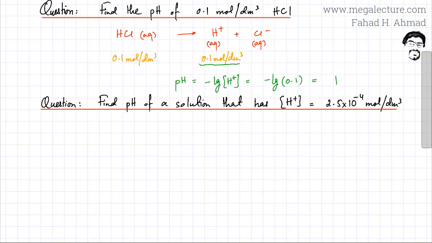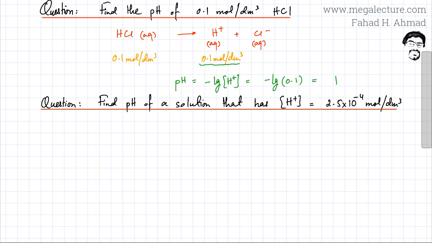Let's try and do the second question. Again, it's a straightforward question. You're supposed to find the pH of a solution that has H+ concentration equal to 2.5 times 10 to the power minus 4 mole per decimeter cube. Always remember that wherever square brackets are written, that represents the concentration of that substance. So we're talking about the concentration of H+.